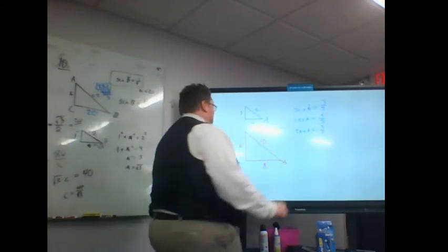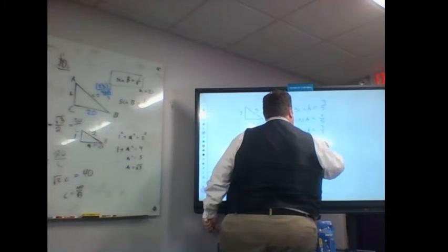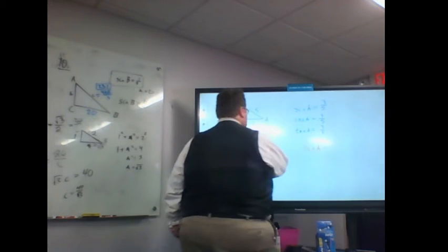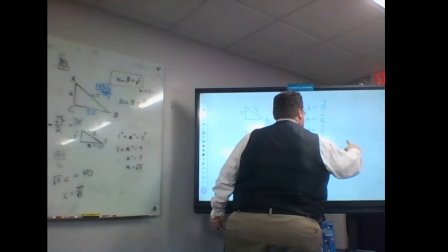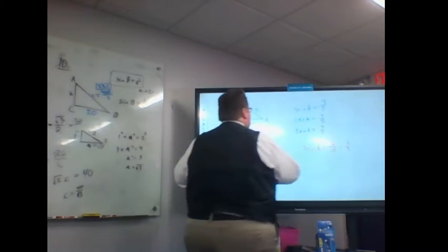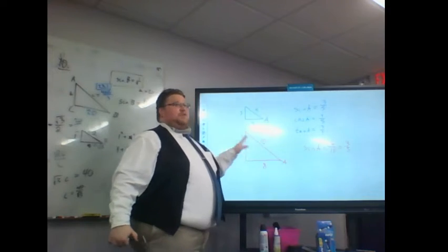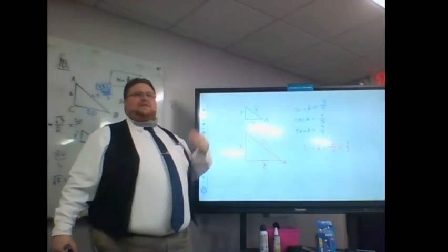Because if I did the sine value of this A, sine of A would be opposite, 6, over hypotenuse, 10, which is just 3 over 5. So the numbers aren't 3 and 5, the numbers are 6 and 10, but they reduce to the same values.